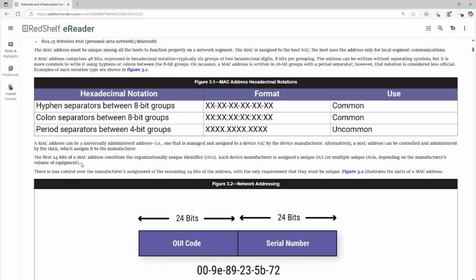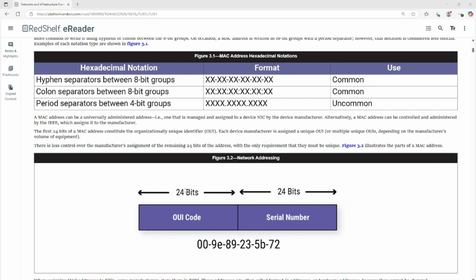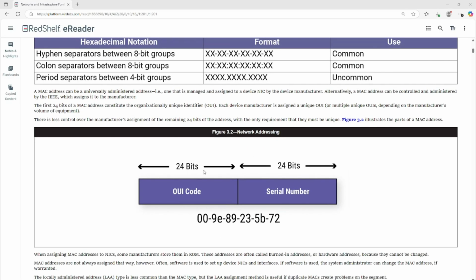Like I said, the MAC address's first characteristic is that it's unique, because it's used to identify a specific device. No two devices will ever have the same MAC address. It's like a social security number. Then the last 24 bits is the serial number. Look at the diagram on figure 3.2. The first 24 is the organization unit identifier, and the second 24 bits is the serial number of that device.